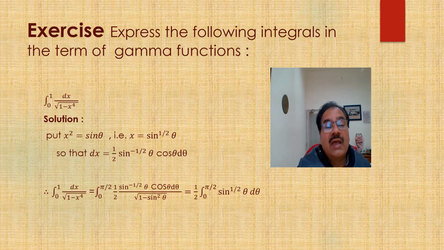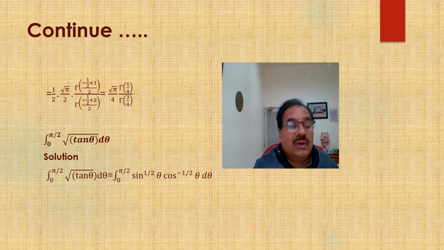Now, for exercise, express the following integral in terms of the gamma function: 0 to 1 dx by the square root of 1 minus x power 4. This is a very beautiful example of an improper integral. You have to take x square equal to sine theta, then this is converted into half of integral 0 to pi by 2 sine power half theta d theta, and then with the gamma function, very easily you can write this formula.